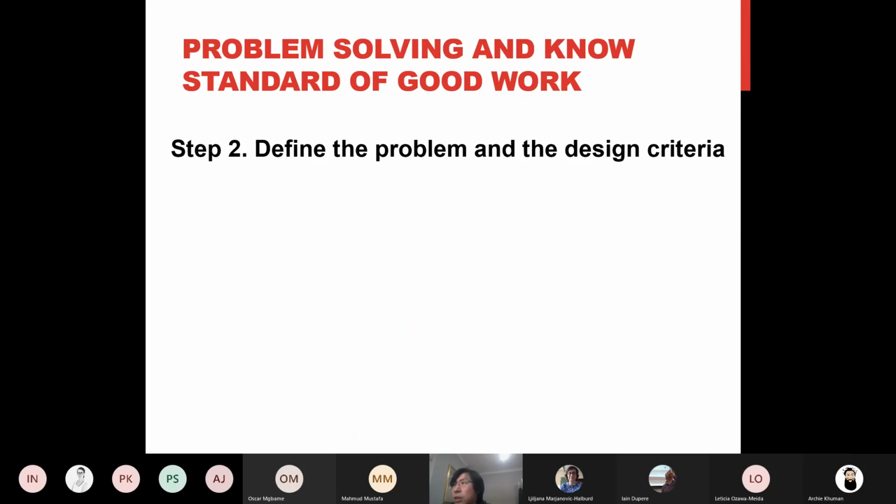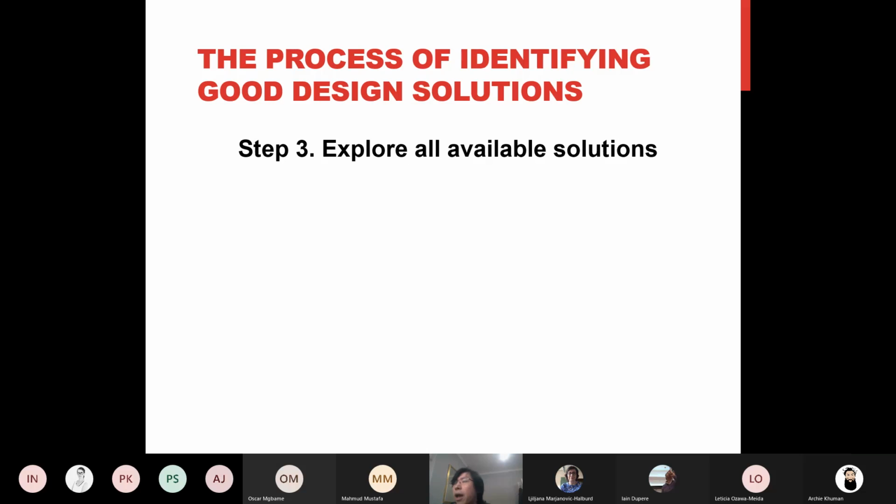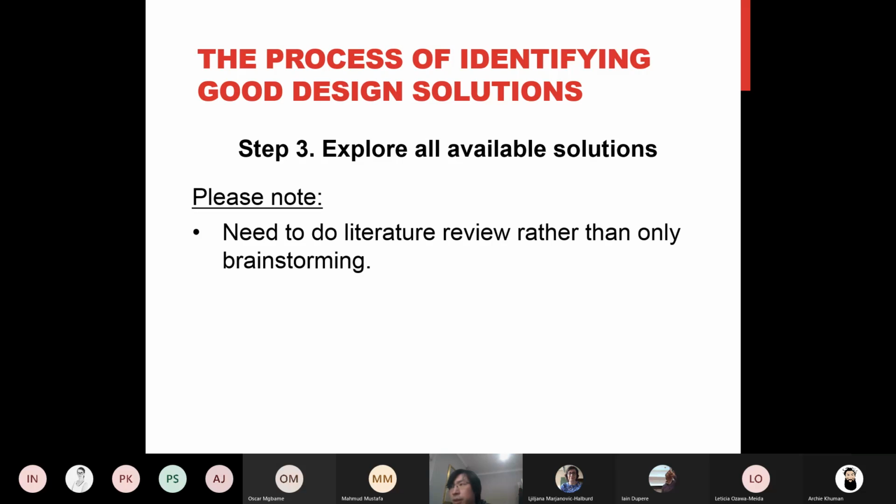We try to help them to define the problem and the design criteria. For instance, what are the key causes of the problem, and what are the specific criteria needed for the shoes, such as the acceptable price and the material, which are the design requirements. And then we guide them to explore all available solutions, particularly based on literature review rather than brainstorming, because many of them are creative, but they try to think about things from their own mind without looking around. So it's just like reinventing the wheel.